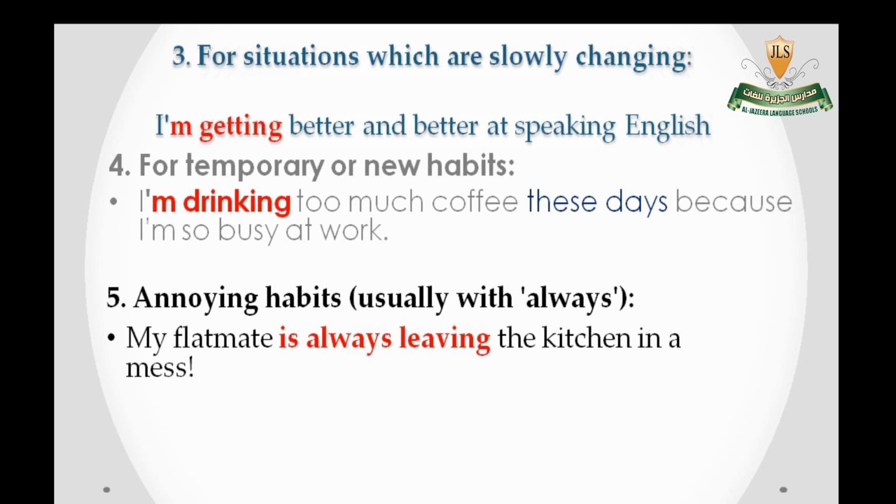And annoying habits: I am using the present continuous tense for something annoying, usually with always. My flatmate is always leaving the kitchen in a mess. So when I'm talking about an annoying habit and I put always, I'm also using the present continuous tense.